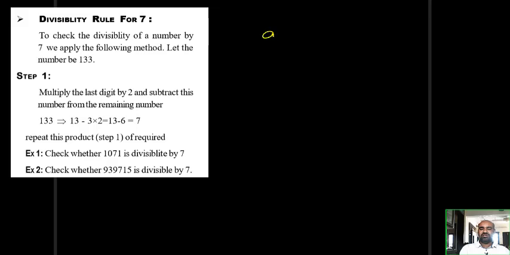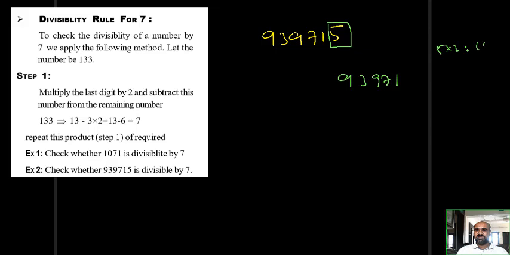939715 is given. We want to verify whether this number is divisible by 7 or not. So what should we do? First of all, we want to separate the unit digit. The truncated number is 93971. 5 2s are 10. That should be subtracted from this, so 93961. Bigger number, no? Checking is difficult for me.